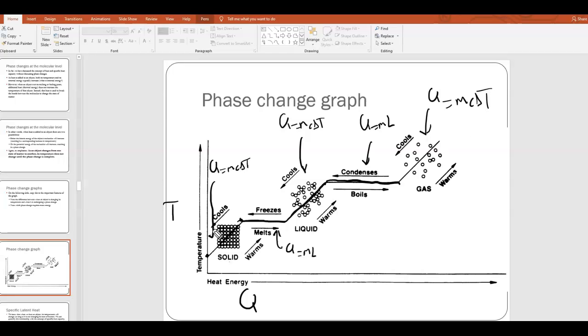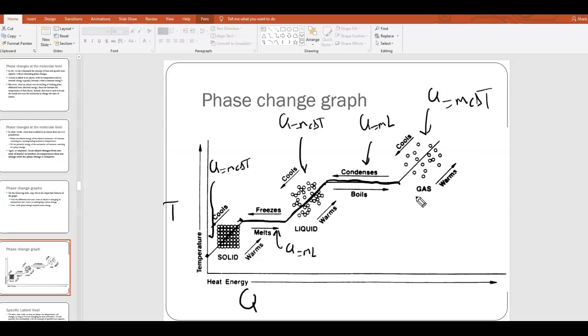And I know we haven't talked a lot about what is L, or what is specific latent heat, but we'll talk about that here on the next slide. I do want you to point out that if you look at this melting freezing segment and compare it to the condensing boiling segment, you'll notice that it actually takes more heat to boil this particular substance versus freezing or melting it. And that's pretty typical, actually.